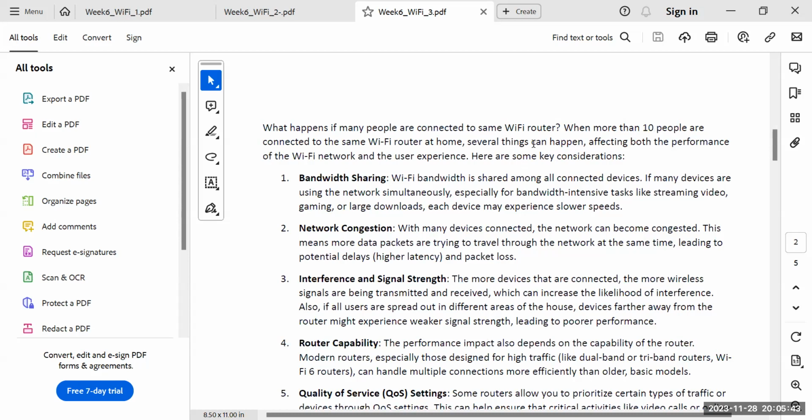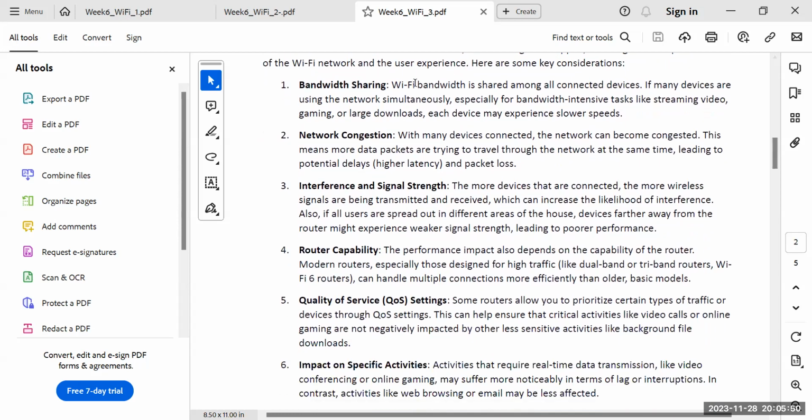Okay, so several things can happen affecting both the performance of the Wi-Fi network and the user experience. Here are some considerations. Bandwidth sharing. The Wi-Fi bandwidth is shared among all connected devices. So if many devices are using the network simultaneously, especially for bandwidth-intensive tasks like streaming video, gaming, or large downloads, each device may experience a much lesser speed. You must have seen this, that if you go to a place which is quite crowded or where there is network congestion, you experience a lesser speed.